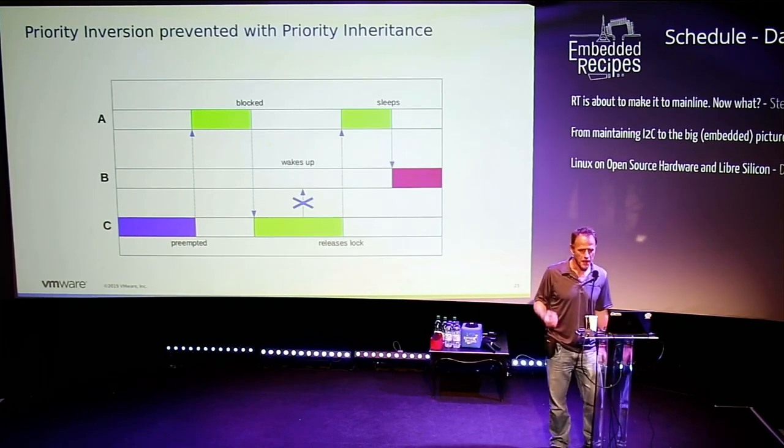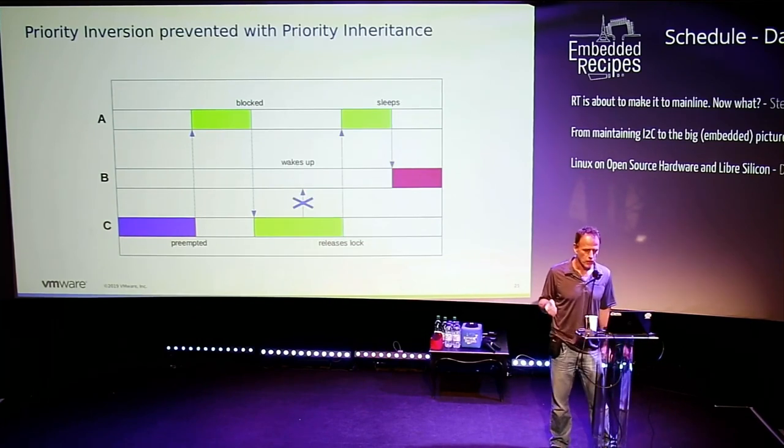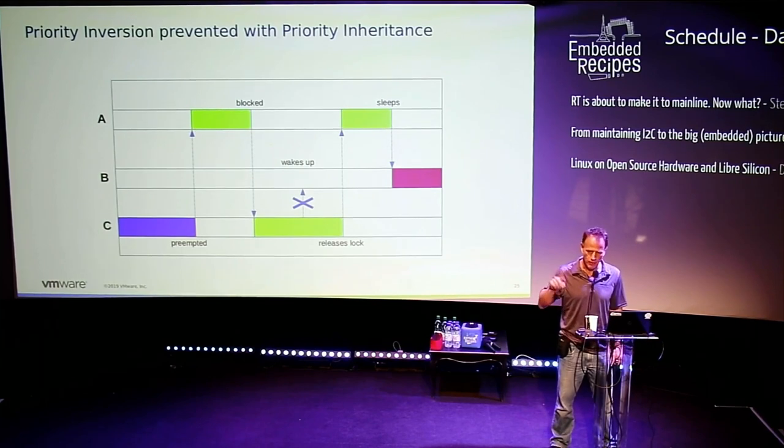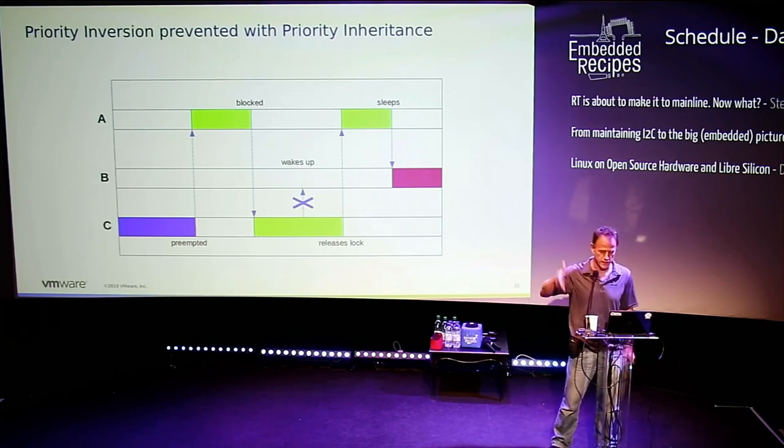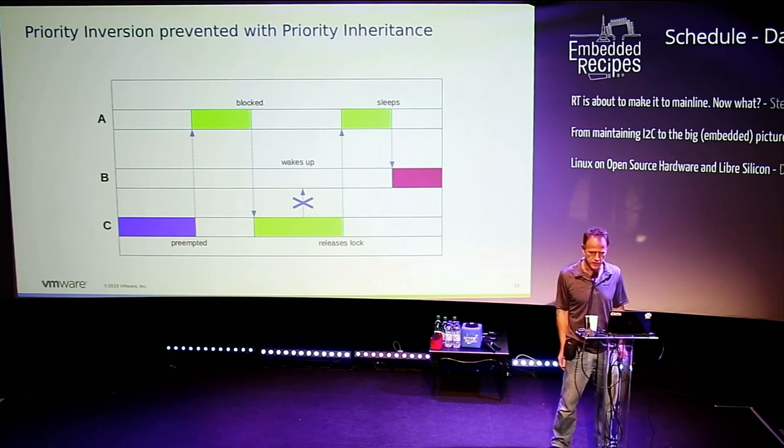So priority inheritance means that when A blocks on C, C will inherit the priority of A. So now it's running at the priority of A. So when B wakes up, B can't preempt C because it's got A's priority. And as soon as it lets go of the lock, it loses its priority. A wakes up, grabs the lock, and goes, and then when A finishes or goes to sleep, B goes and runs.